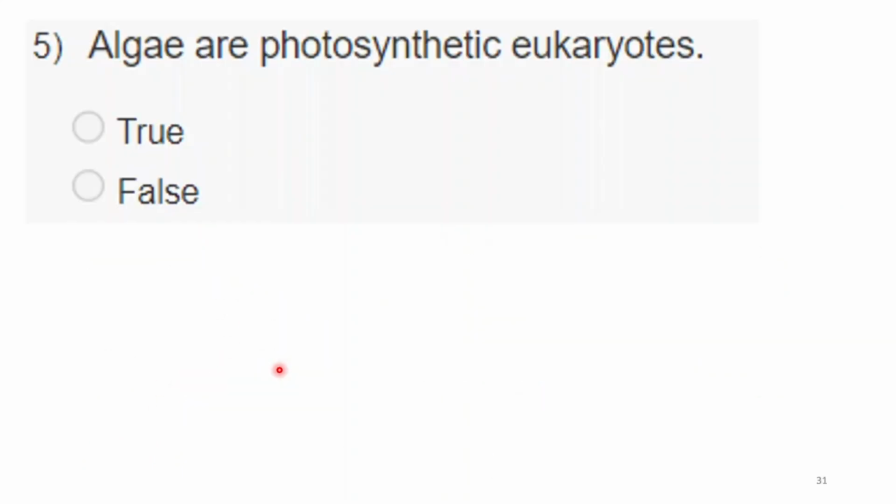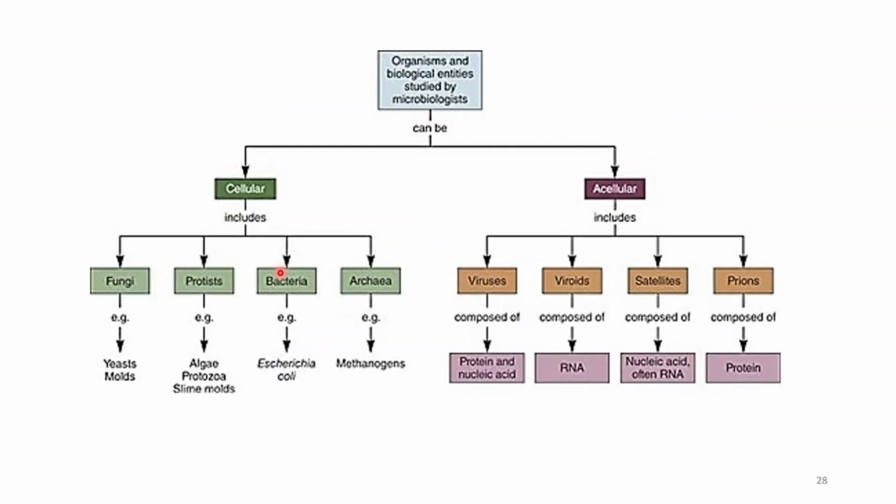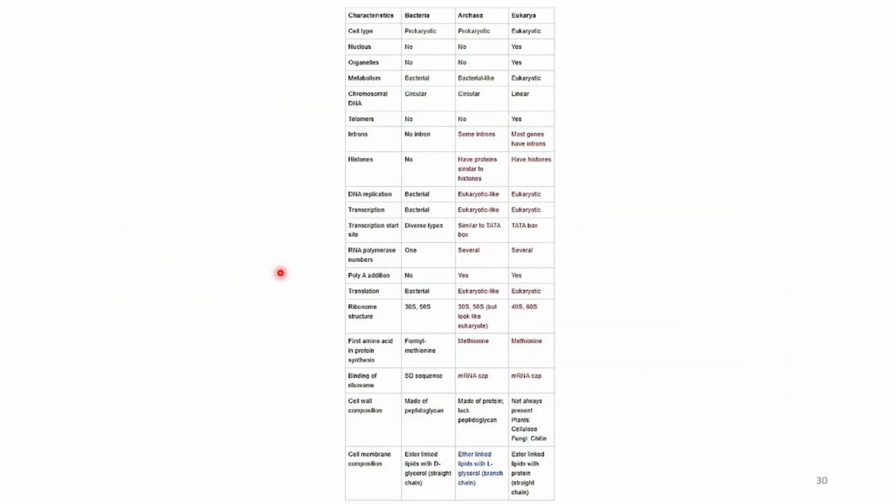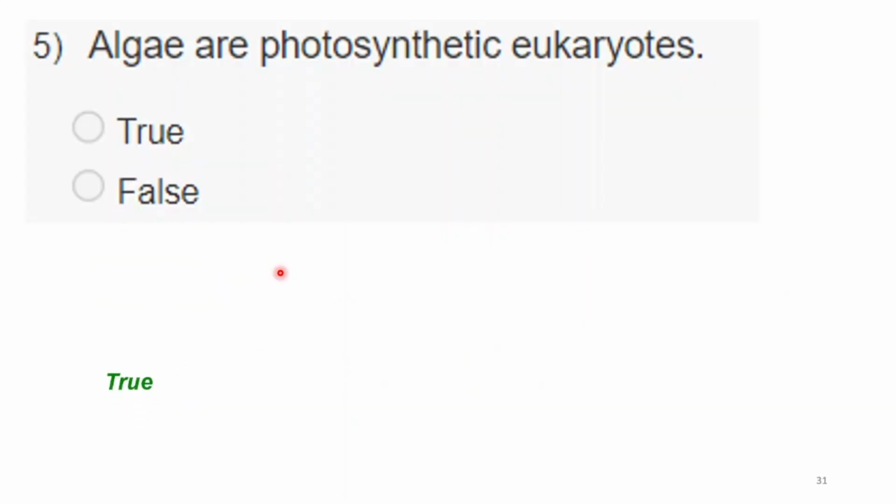Okay, moving on to the next question. Algae are photosynthetic eukaryotes. Anybody? True or false? False? You think it's false? But some algae can do photosynthesis. It's there in this example. Algae is a eukaryote. Some algae can do photosynthesis. So I think it's true.